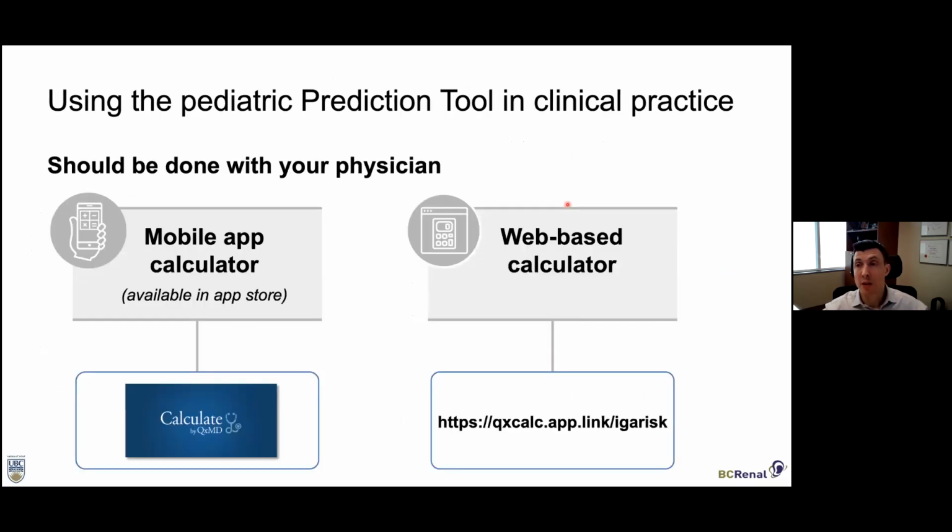And again, much like the adult model, the pediatric model can be accessed free of charge through the mobile app calculator or through the web-based calculator. But again, it should really be used in conjunction with your physician.